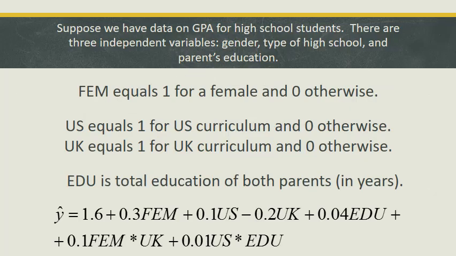Finally, here is some computer output for a data set that is trying to predict a student's GPA. There are 3 X variables: gender, high school curriculum, and parents' education. The first 2 variables are categorical, and you can see their definitions here. The last variable is quantitative and is measured in years. The final regression model is shown here. And that is all you need to answer the 3 questions coming up.